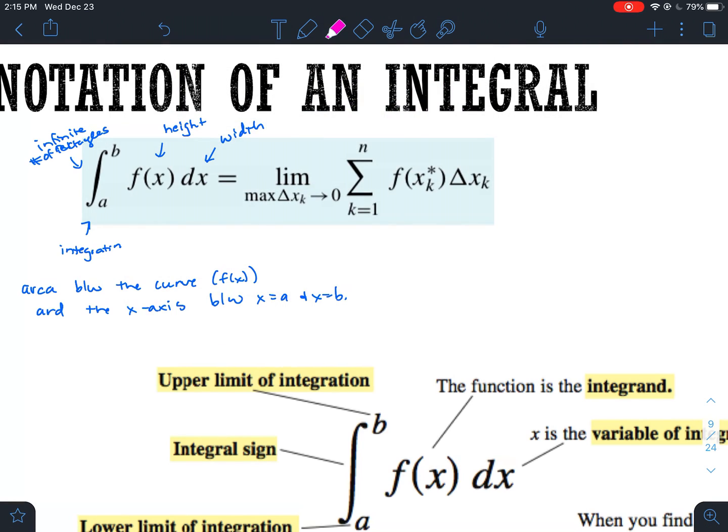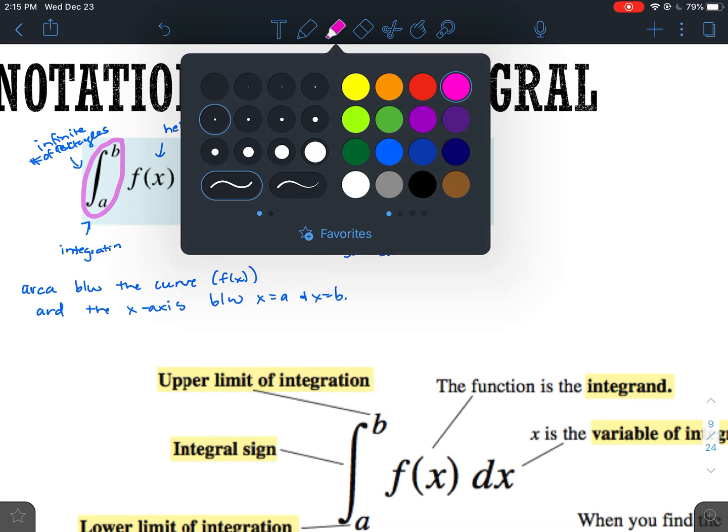So that elongated S is the integration symbol, and it's an S for sum. And so the two pieces that are the same between integration notation and summation notation, so this is the summation notation, because that big sigma is the sum. So if we want to integrate between a and b, that is this piece right here.